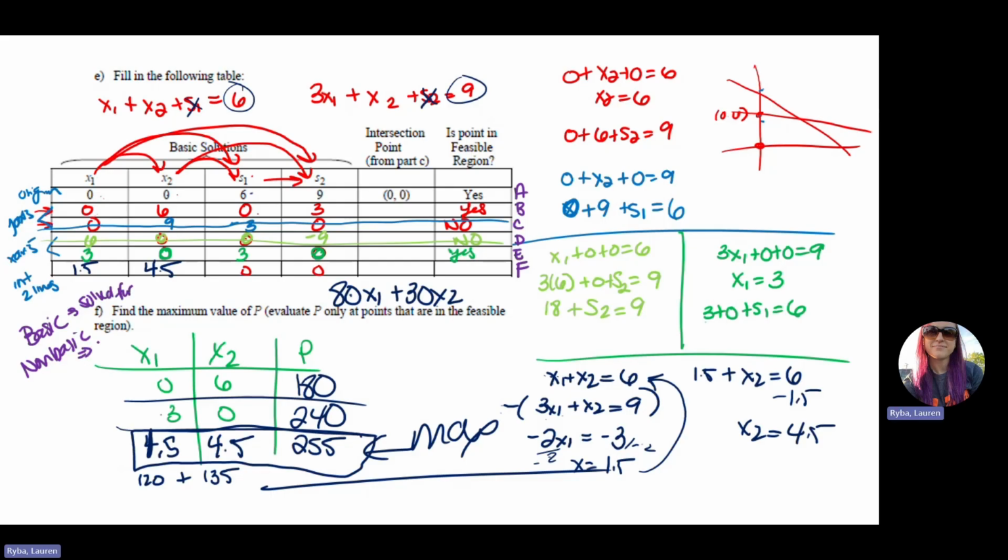So these are the ones we solved for. And the non-basic are the ones that are the zeros, the ones we canceled out for that row. So if I just look at row C, my zeros are x1 and s2. So those are my non-basic. And the ones I solved for were x2 and s1. x2 and s1 are the ones I solved for, so they are my basic ones. It's just a term that it's going to ask you, like, can you pick out the ones you solved for in this row?